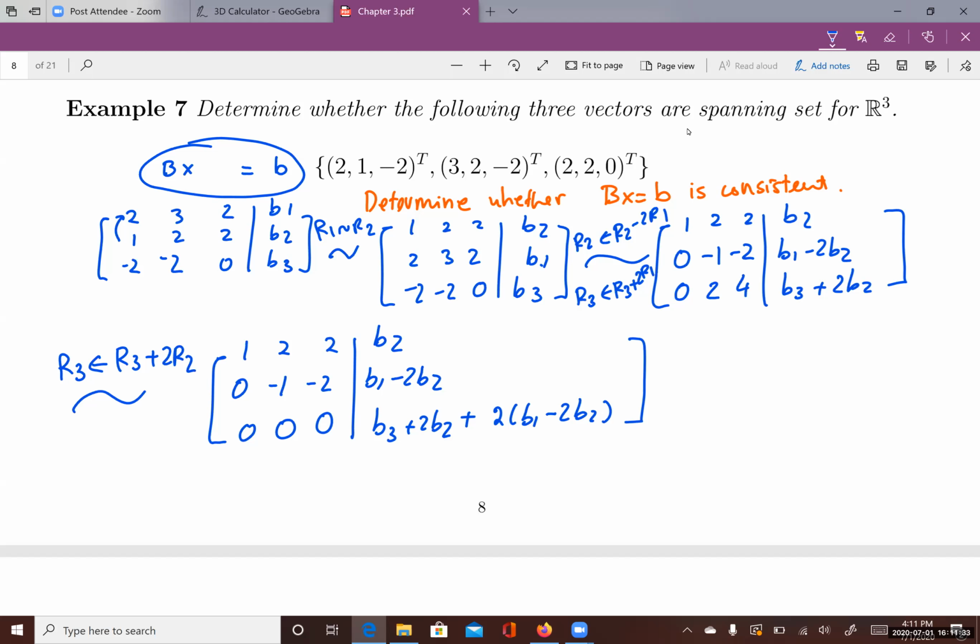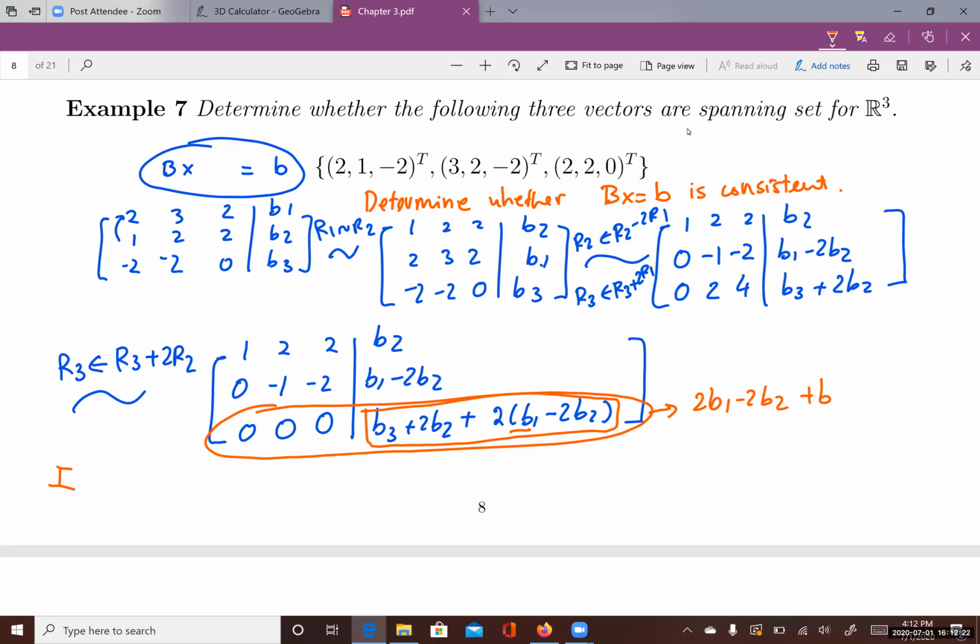Okay. Well, at this point, I ran into a situation where this system here can be inconsistent, because if this side of the augmented matrix is not 0, then the system is inconsistent. Right. So at this point, if I combine this together, I have 2 b1 minus 2 b2 plus b3. So I can say if 2 b1 minus 2 b2 plus b3 is different than 0, then the system Bx equals b is inconsistent.